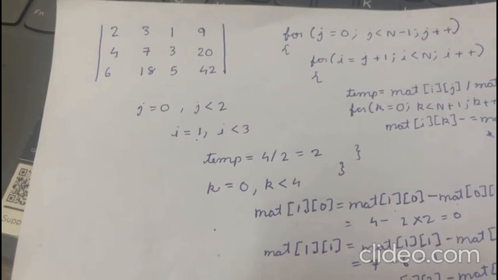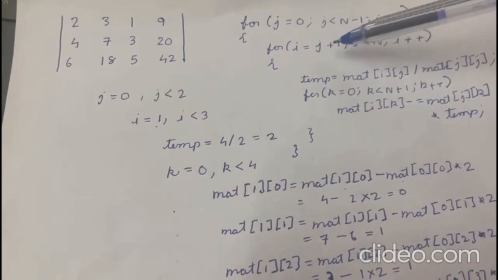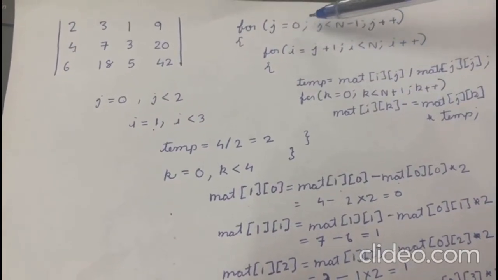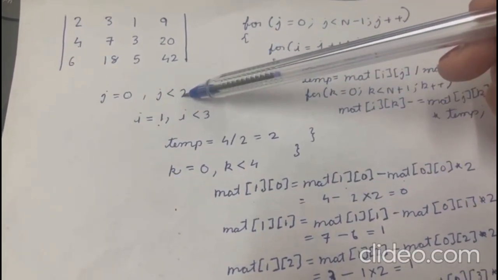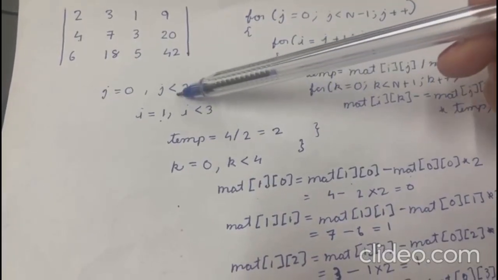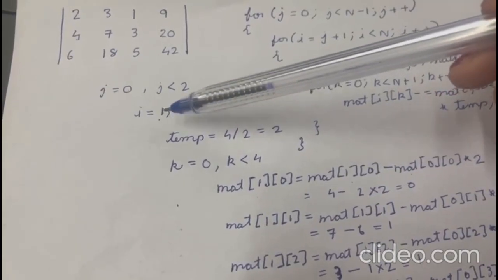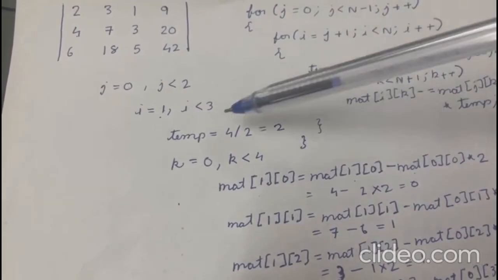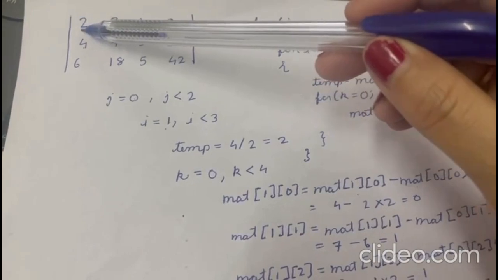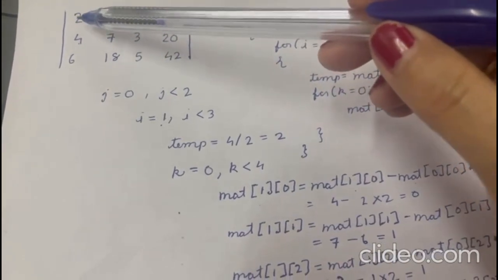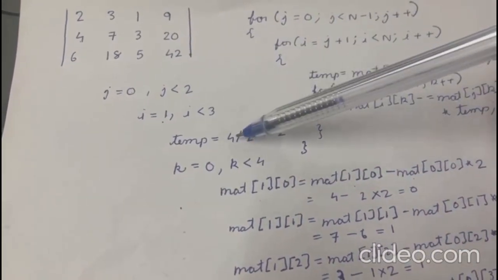Okay, now according to this chunk of code, for j equal to 0, here we are trying to find the upper triangular matrix. So for j equal to 0, j less than n minus 1, that means less than 2. This is true, so we are entering the loop. For i equal to j plus 1, so i equal to 0 plus 1, that is 1, i less than n, n is 3. Again it is true, so we enter the loop. Here we are trying to find by what value we should multiply this in order to get 4. So this is true, so we are entering here.